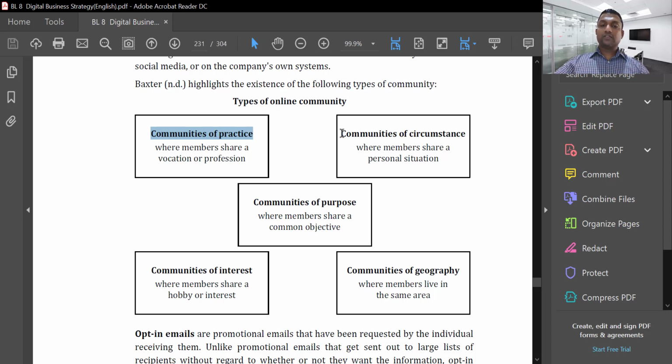And then there are communities called communities of circumstance, where members share the incidents and things that happen to them, the experience they have in their life about certain things. So this is shared in communities like this. So all of these are online communities, where people communicate, collaborate, share, and discuss certain topics. So depending on what they are discussing, we segregate them into different communities. So even in Sri Lanka, there are a lot of online communities.